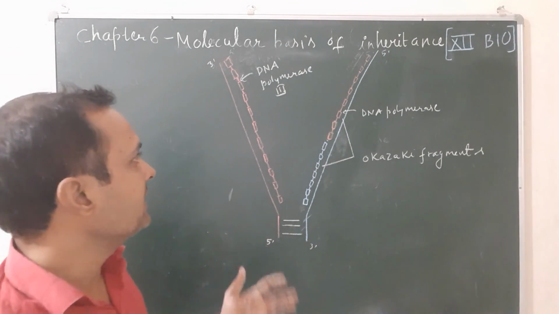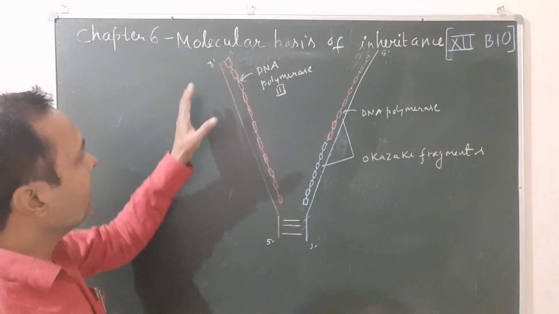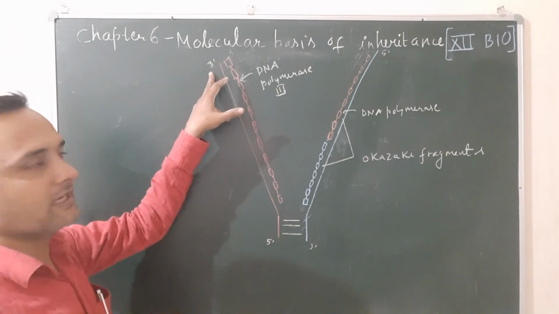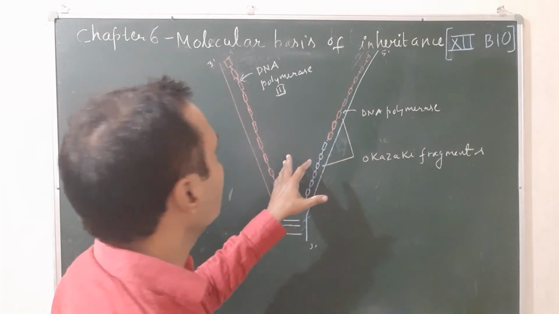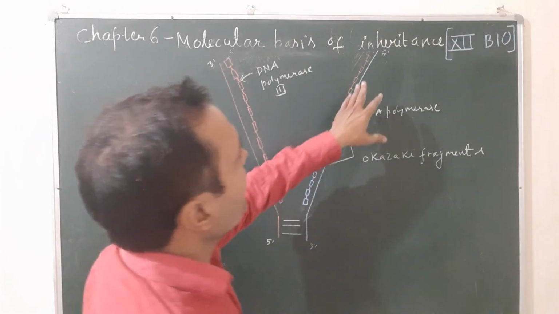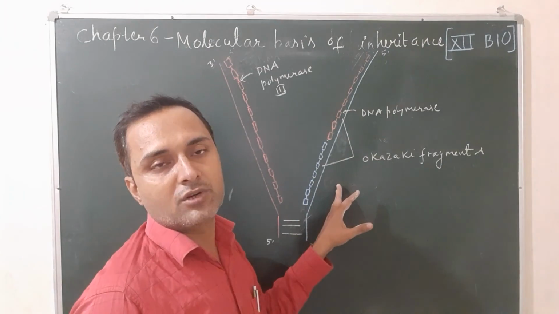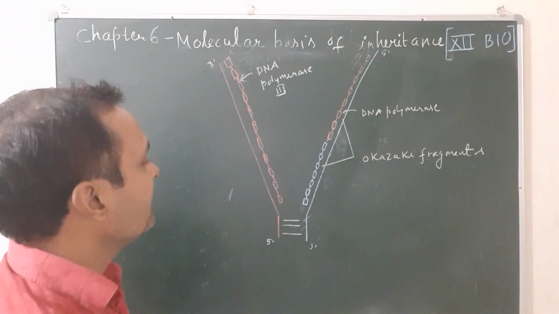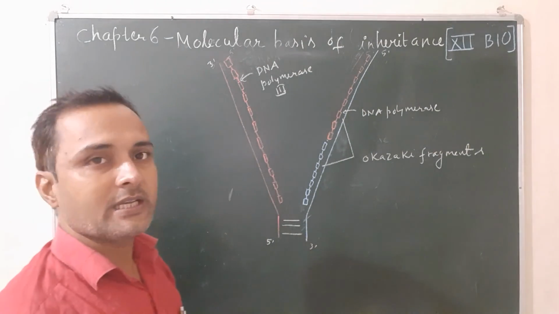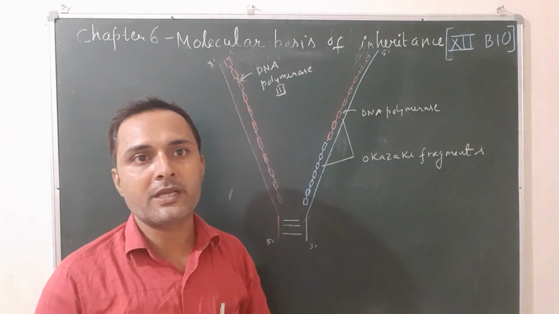Now in step three, addition of nucleotides takes place in the 5' to 3' direction. The strand of DNA having polarity 3' to 5' is known as the leading strand, on which synthesis takes place continuously. And the lagging strand has polarity 5' to 3' and synthesis takes place discontinuously. This Y-shaped structure that is produced after unwinding of DNA is known as the replication fork. So this is all about the various steps of DNA replication.